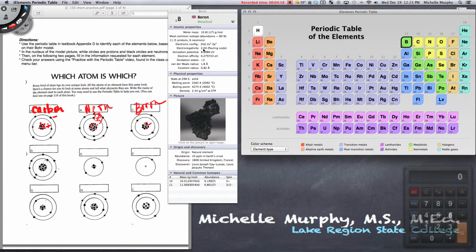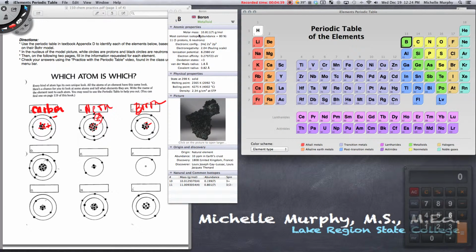Now remember from your book that the mass number is the number of protons plus the number of neutrons in the nucleus of an atom. Electrons are so small that their mass is fairly insignificant. Now we can't have a decimal of neutrons, so what we do is we round this to the nearest whole number, which would be 11.